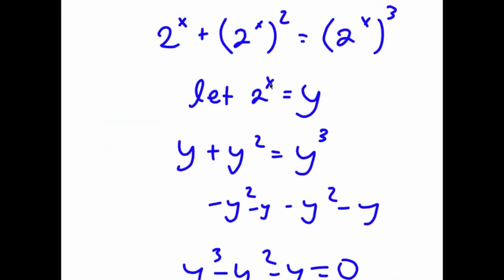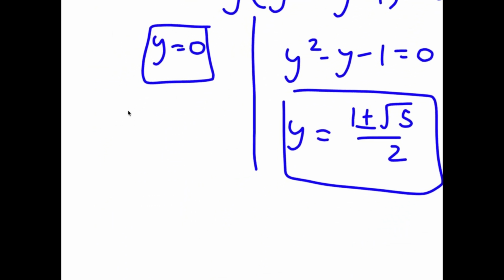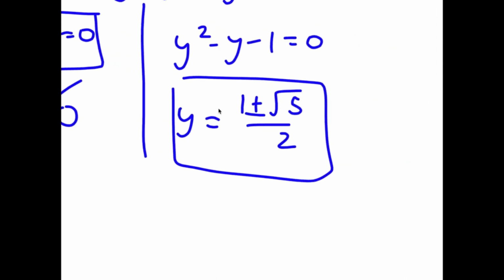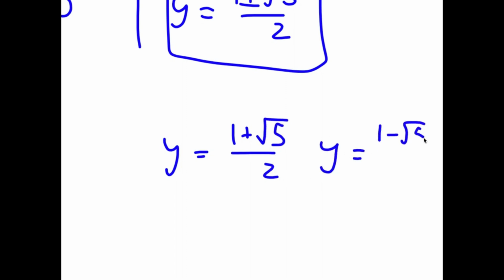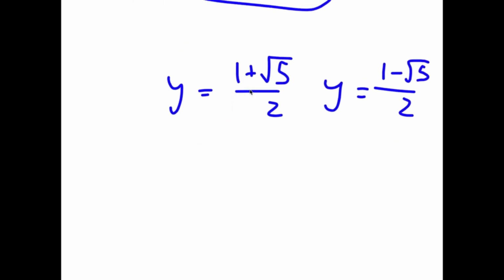Now remember how we set 2 to the power of x equal to y. So first off, I have 2 to the power of x is equal to 0. And you can't take 2 to the power of a number and make it equal to 0. So this is wrong, and there is no solution of x here. Now I have y is equal to 1 plus the square root of 5 over 2, and I have y is equal to 1 minus the square root of 5 over 2. So for y equals 1 plus the square root of 5 over 2, I have 2 to the power of x is equal to 1 plus the square root of 5 over 2.